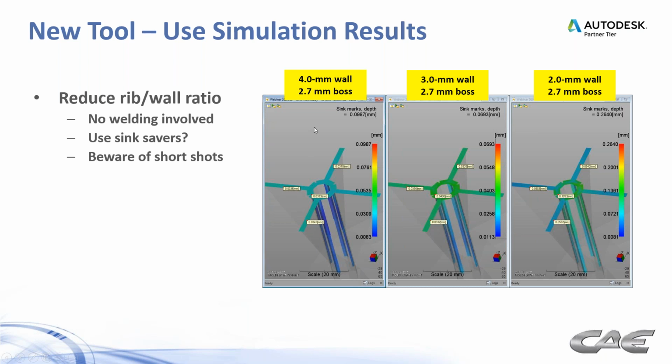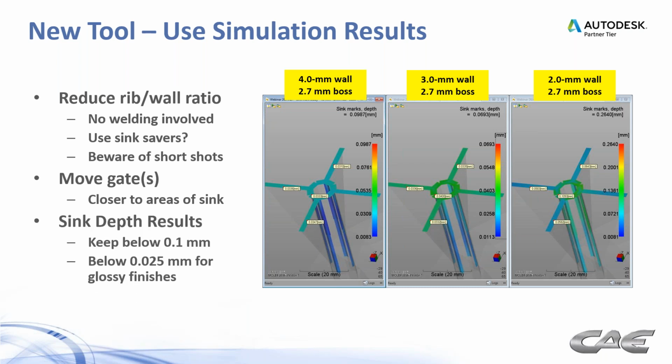Here's a situation on the right here where I've got 3 different scenarios where we've got the 4mm base wall with a 2.7mm boss. With thinner and thinner walls being manufactured these days, you got to be really careful with this. So you see these numbers going up as we go from left to right here when we have a larger rib to wall ratio. Again, moving gates closer to the areas of sink is important where we can.